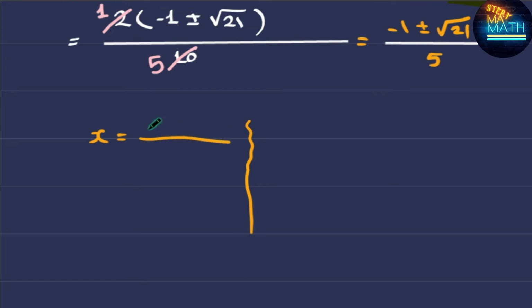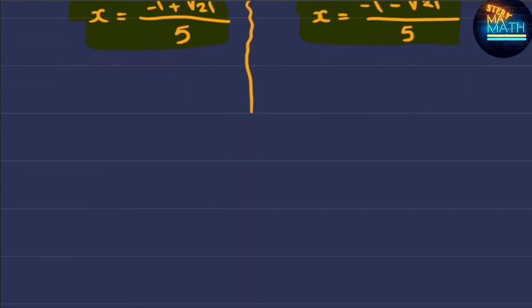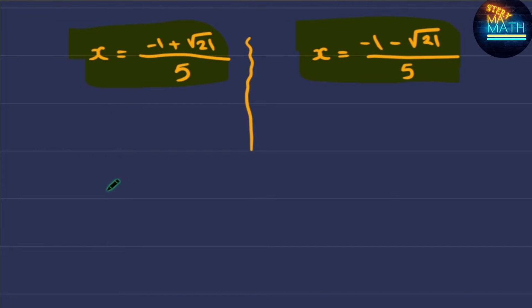So now x is equal to (-1 plus the square root of 21) divided by 5. And on the other hand, x is equal to (-1 minus the square root of 21) divided by 5. All of these are just if you didn't use the calculator. But if you use the calculator, I think everything will be easy. So just type it on the calculator, get the response, and put it here in the solution set.